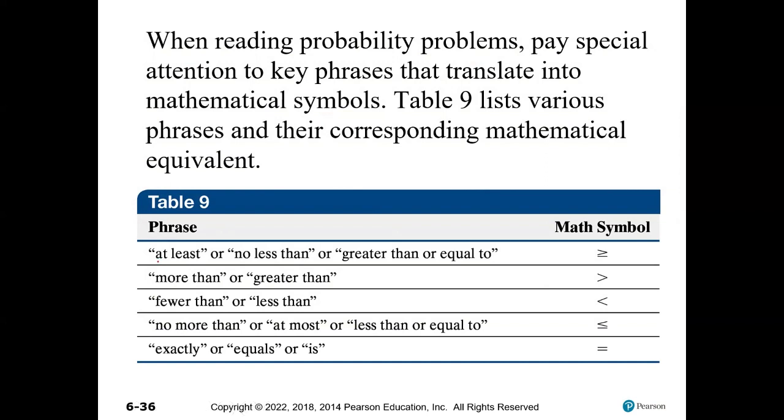At least, also known as no less than, is greater than or equal to. More than is greater than. Fewer than is the less than symbol. No more than, or at most, is a less than or equal to symbol. Exactly, equals, or is is the equals symbol.